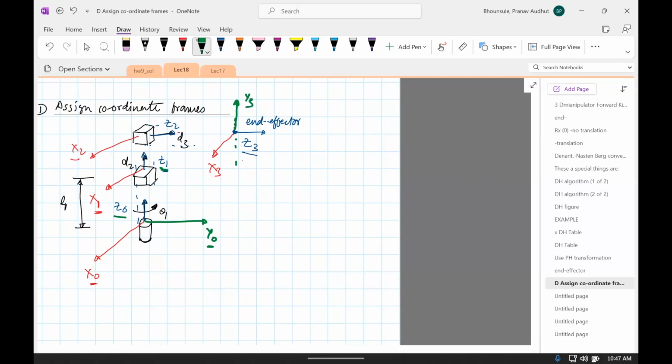If you do y3 this way, no, my bad. If you do y3 that way, it will not follow. If you do y3 this way, then x cross y, so when you curl your right-hand fingers from x3 to y3, the thumb should give you the direction of z3, and that's the right convention.